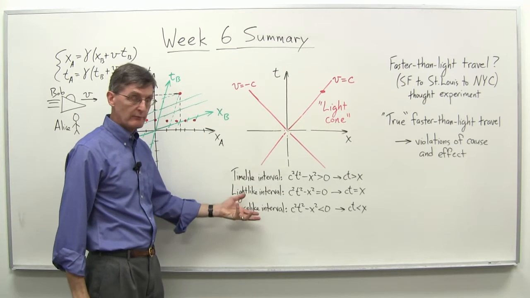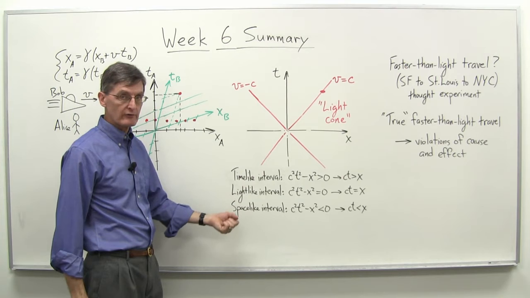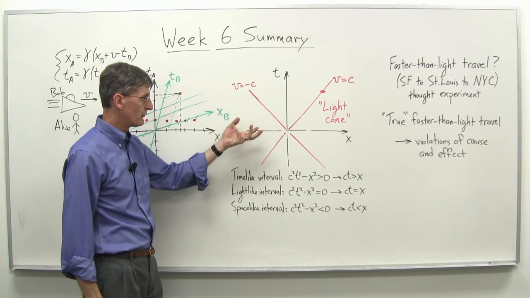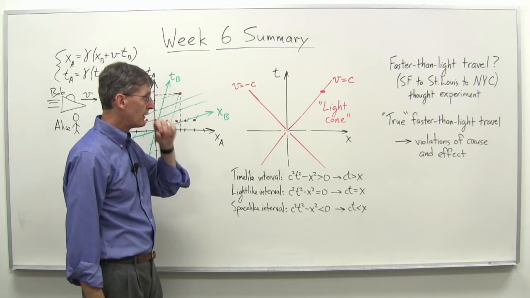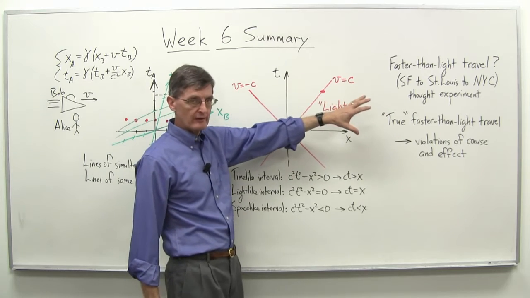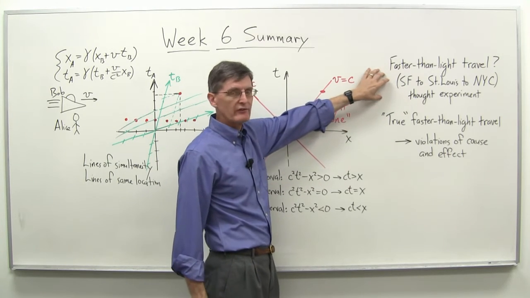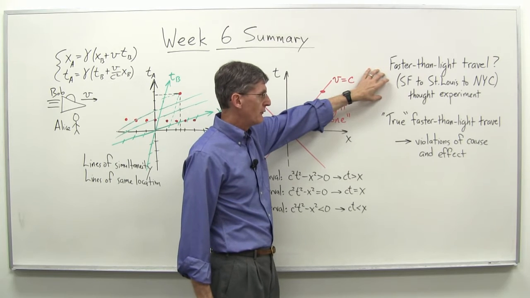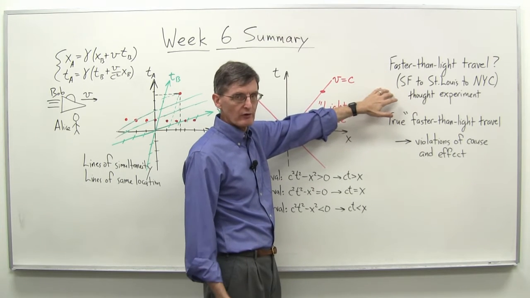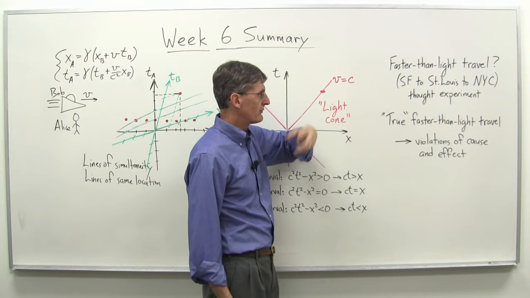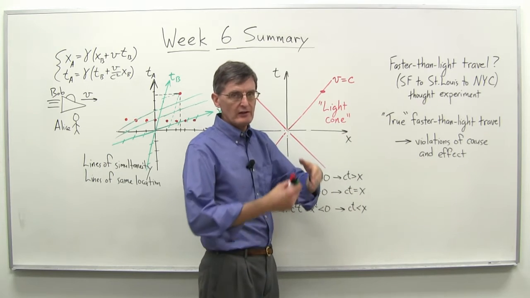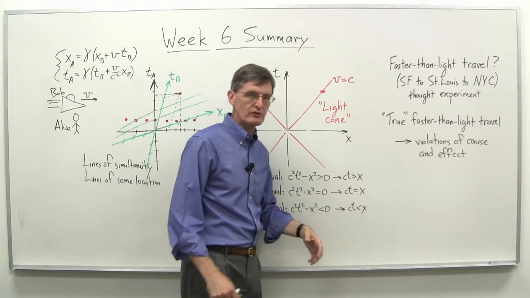So we analyzed that a little bit. That was an interesting way to think about cause and effect relationships with this light cone diagram. And then we considered a couple examples at the end where we had a question of, is faster than light travel possible? We did a thought experiment of a spaceship traveling from San Francisco to St. Louis to New York City and shooting off some flashes along the way.